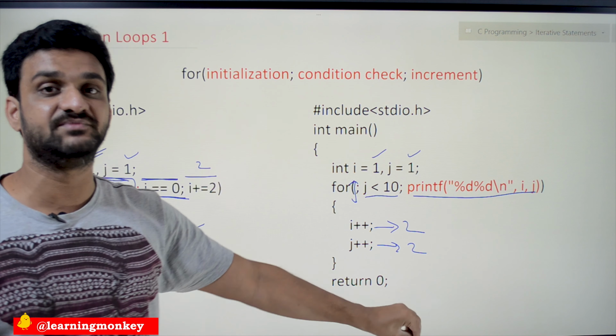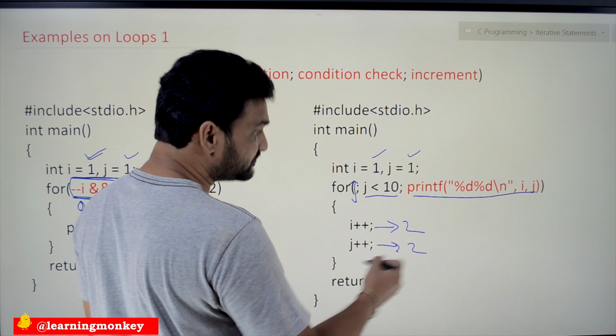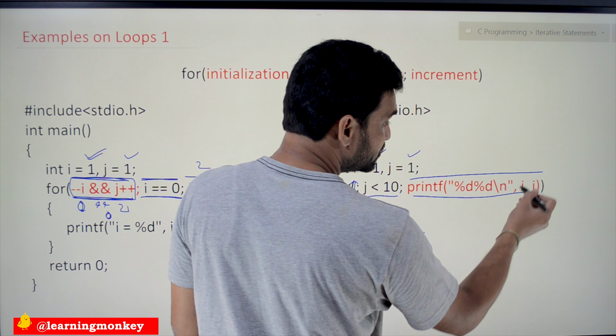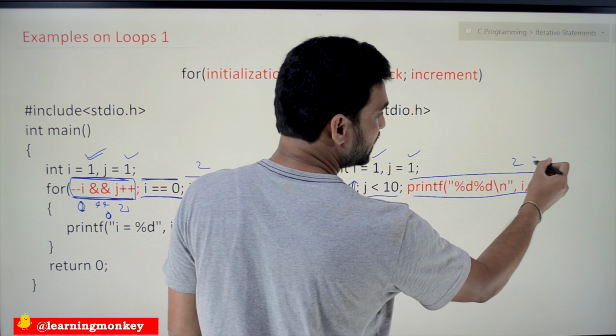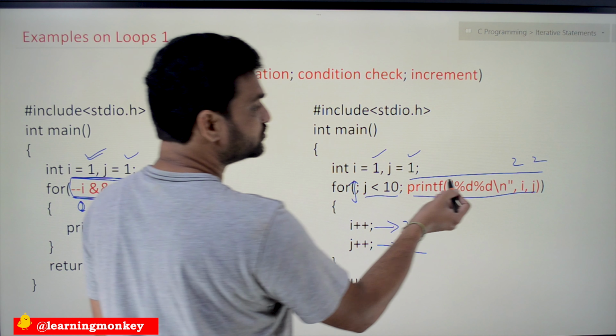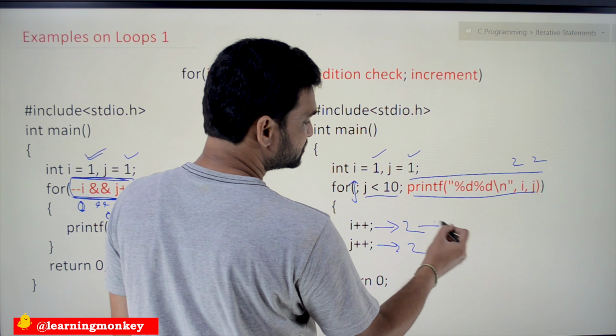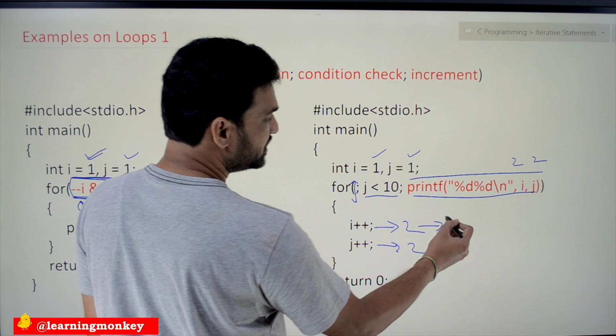So as the value of i is equal to 2 and j is equal to 2, after that this printf will get executed. So first it is going to print 2. Okay, and again, is the value of j less than 10? Yes, it is true. So we are going to come into the body of the for loop, and the value of i will become 3 and the j will become 3. So now the printf will get executed, so it is going to print 3. So until the value of i is equal to 9 and j is equal to 9, the things will get executed, the things will get printed.